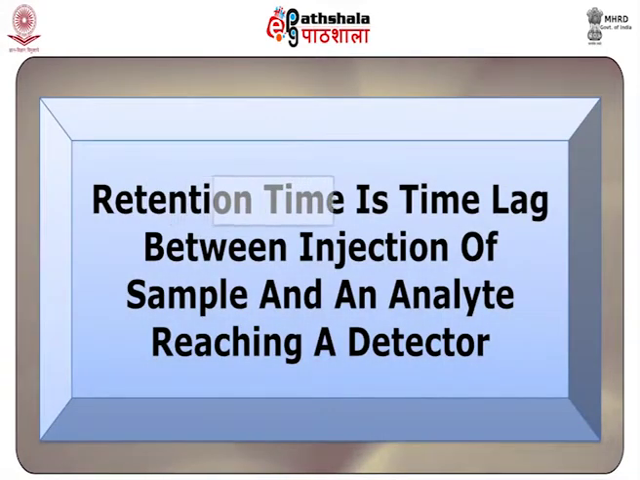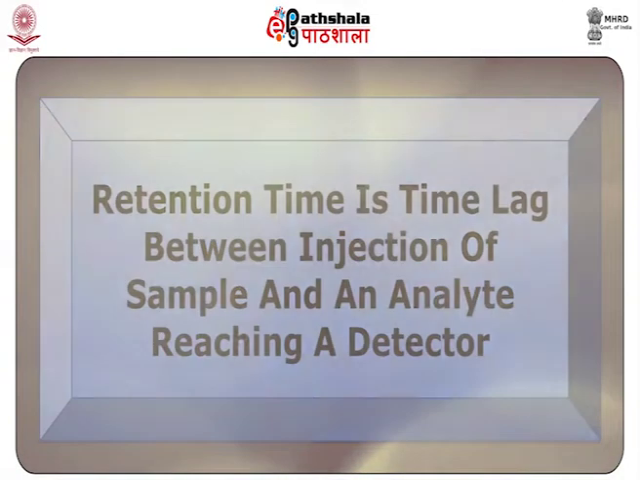Retention time, or TR, is the time lag between injection of sample and an analyte reaching a detector connected at the end of the column. Each analyte of the sample will have its own characteristic retention time. However, TM is used to denote the time taken by the mobile phase to pass the column length.